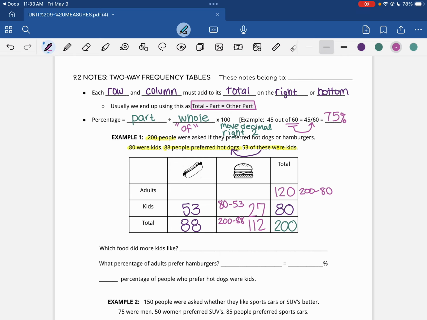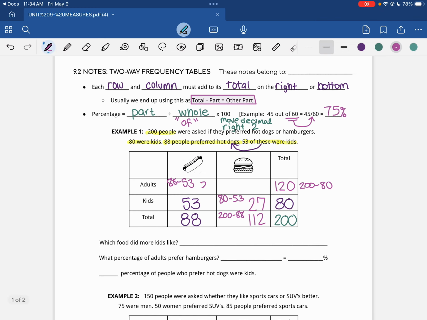Then I can go upwards. This also works in columns. So 88 minus 53. Let me move that so you can actually see it. That would be 35.